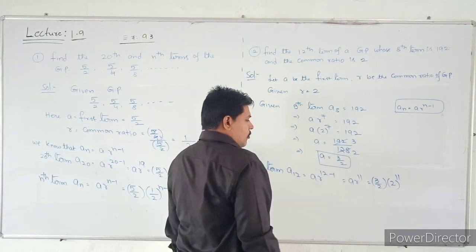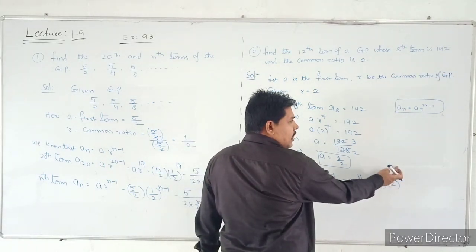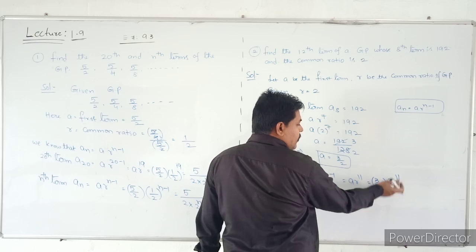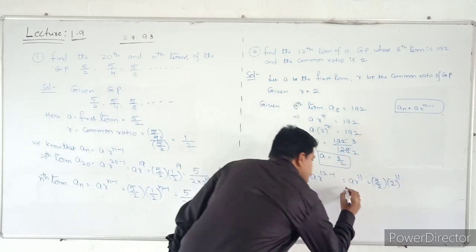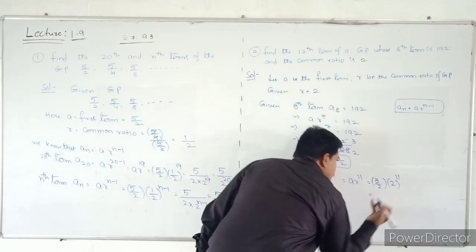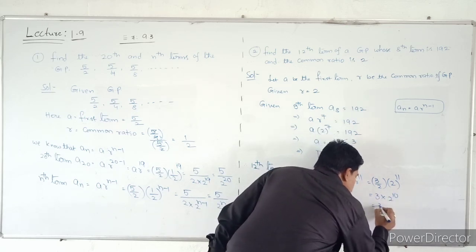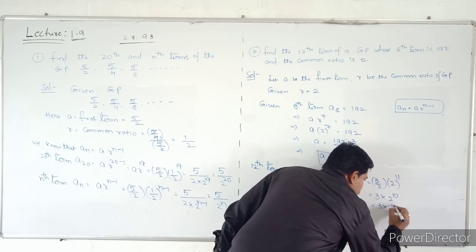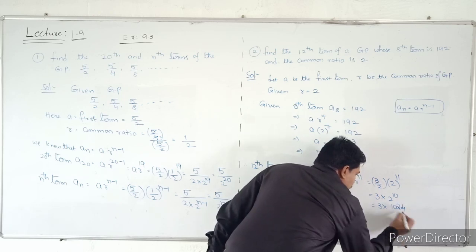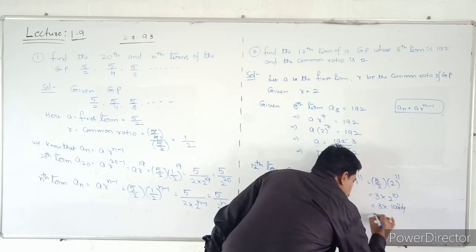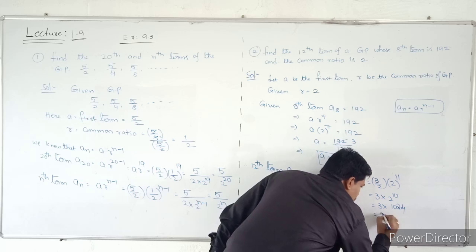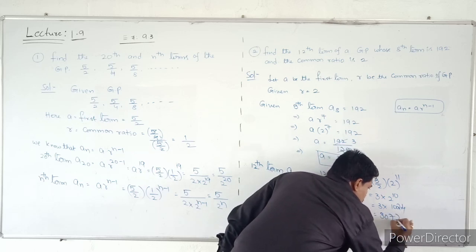So that implies what it will become? 2 power 11. So you can cancel one time, it will become 2 power 10. So that is equal to 3 into 2 power 10. So that is 3 into 1024. 2 power 10 is nothing but 1024. We can multiply with 3 here, it will become 3072.